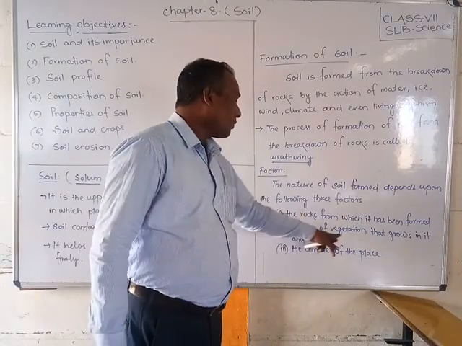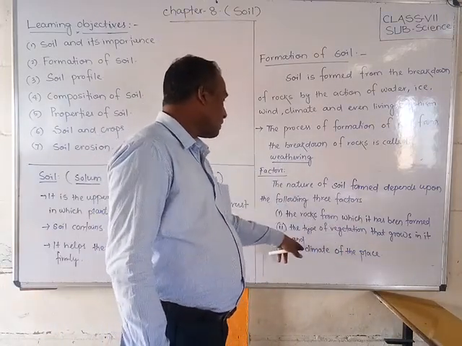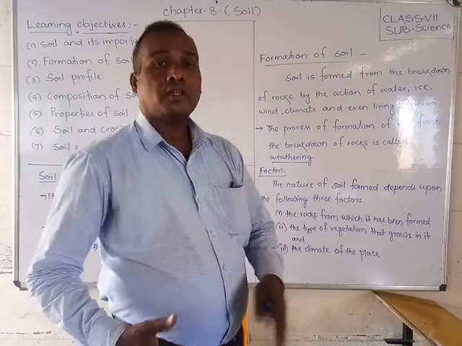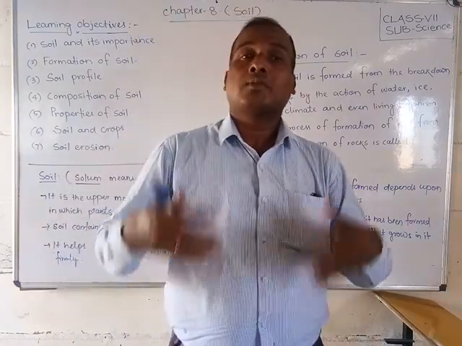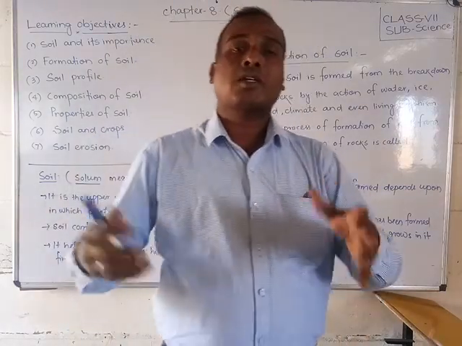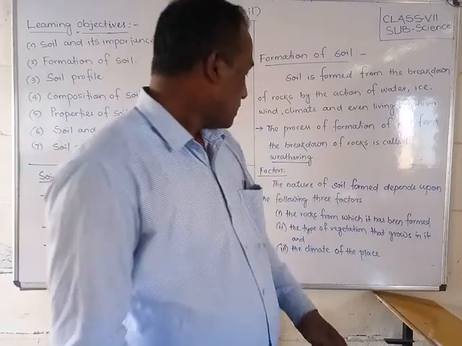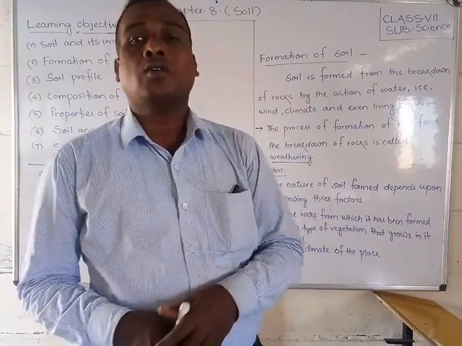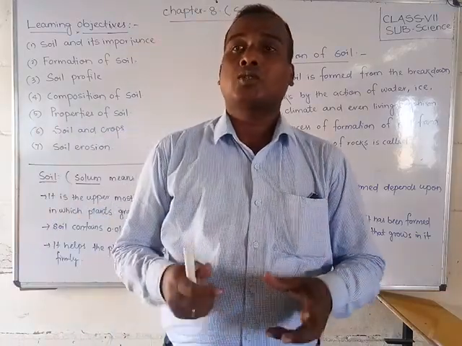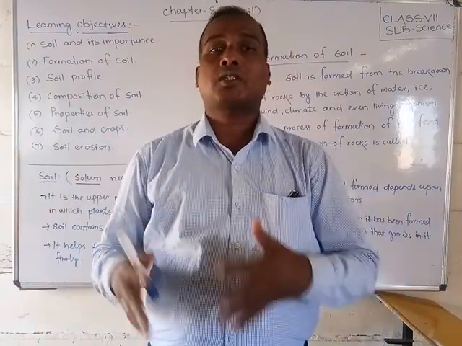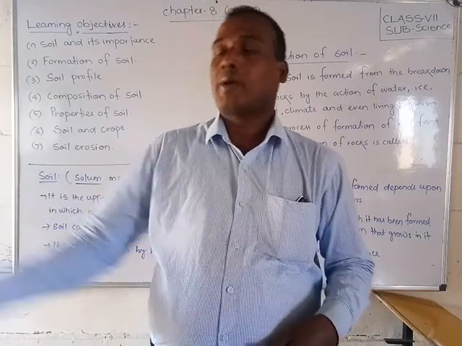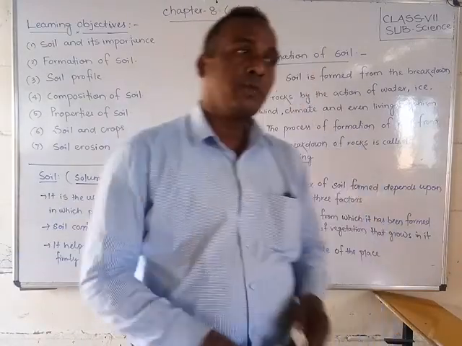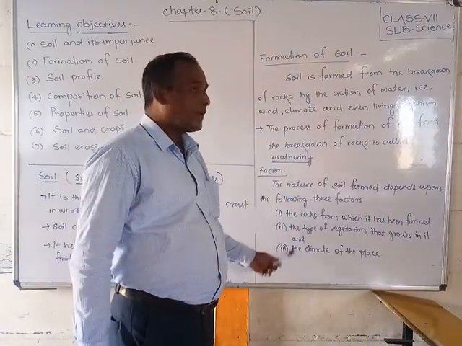Second, the type of vegetation that grows in it, like plants and other things, and how they are growing. Third, the climate of the place: what the surroundings of that place are. So these are the three factors of the nature of the soil. If you want to find out the nature of the soil, you should see these three factors.